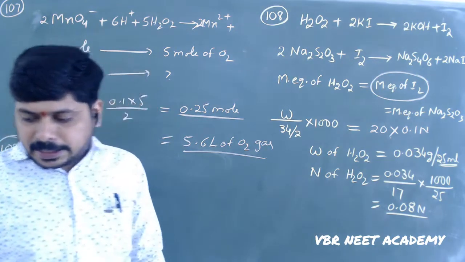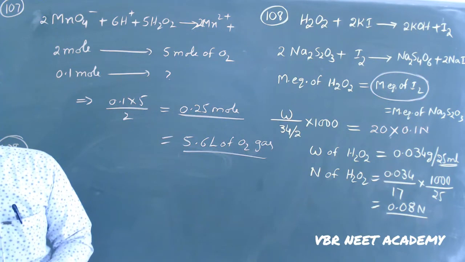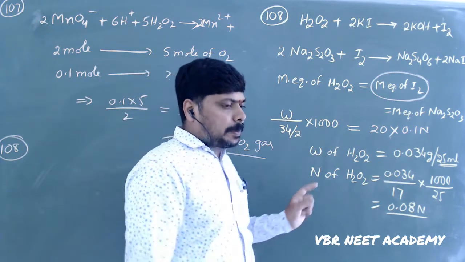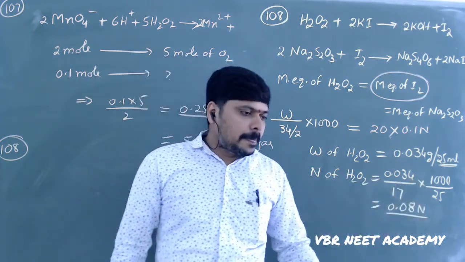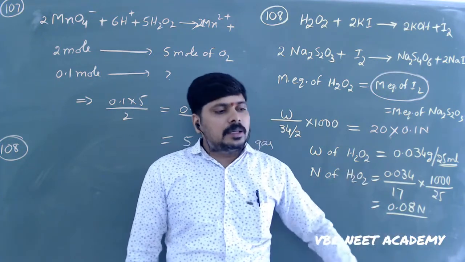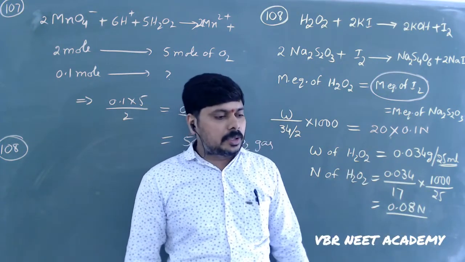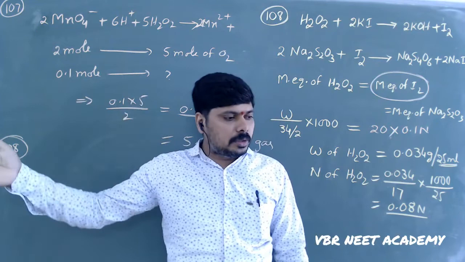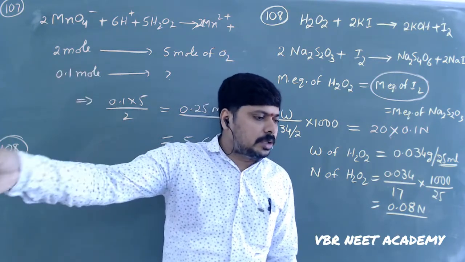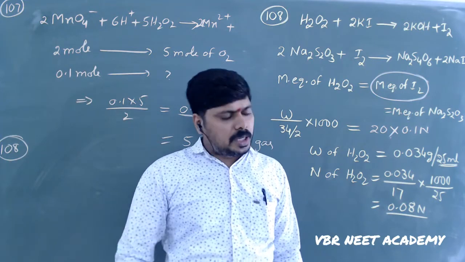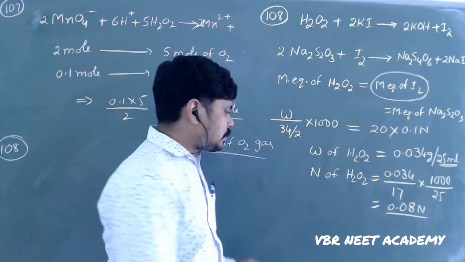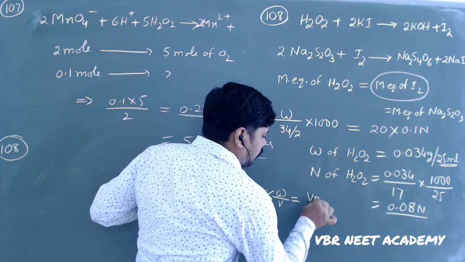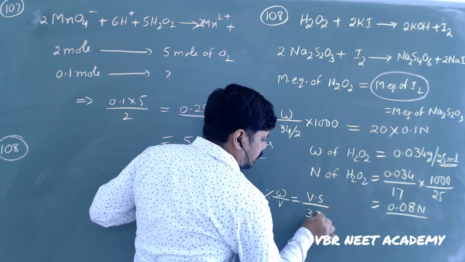Now they are also going to ask about the percentage strength. What is the percentage formula we gave? Percentage W by V is equal to the volume strength divided by 3.3. You can use that formula, or directly use the normality: 1.78 normal is equal to 3%, so 0.08 normal is equal to how much percentage? Either way you can do it.